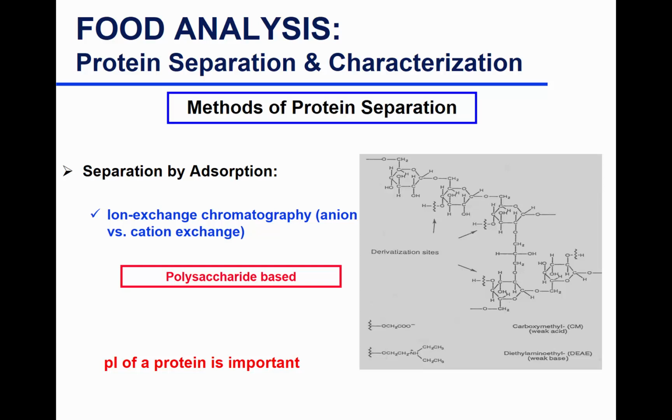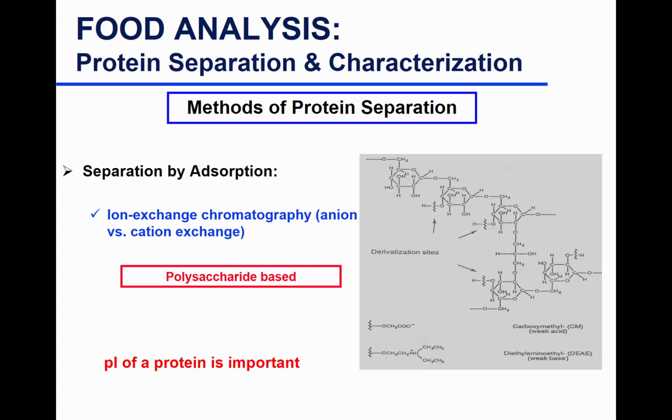Often, because proteins are large molecules, you use polysaccharide-based resins because then you will have bigger pores for the proteins to interact with the stationary phase. I have a note here: the pI of a protein is important. If we know the pI of a protein, we can determine the charge at a particular pH.